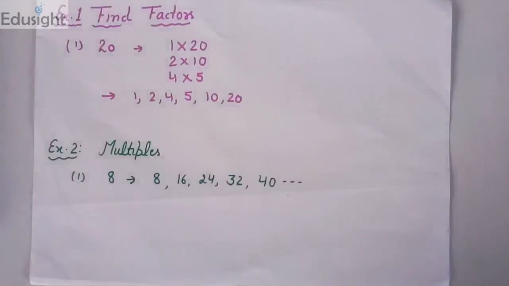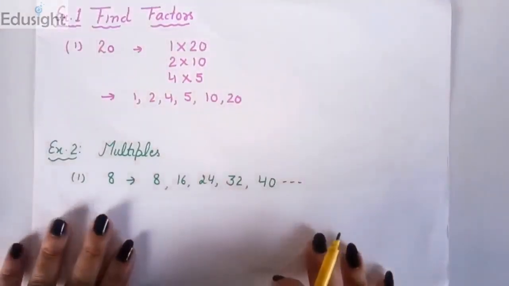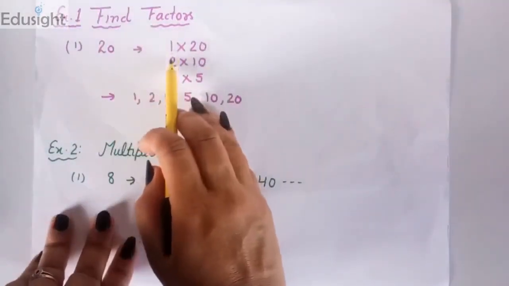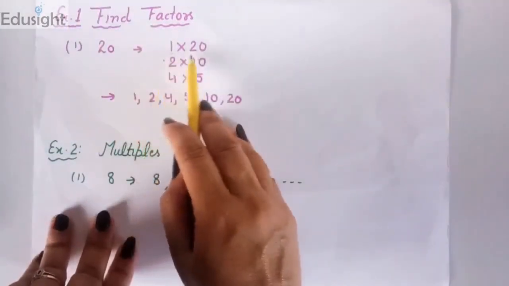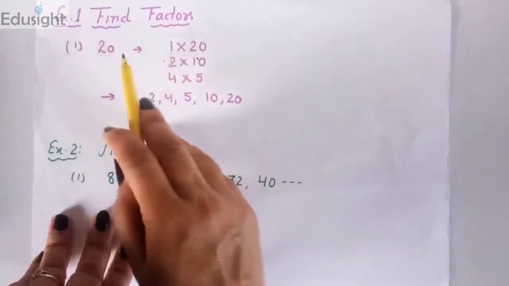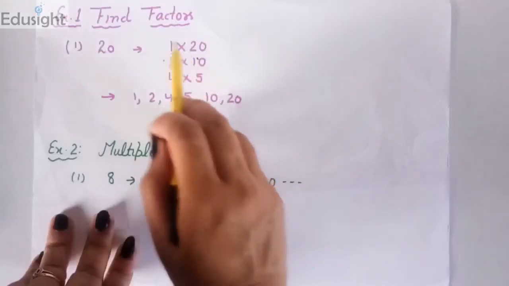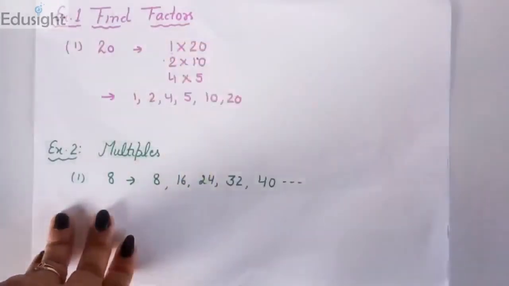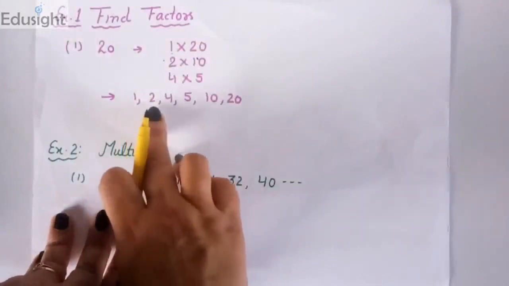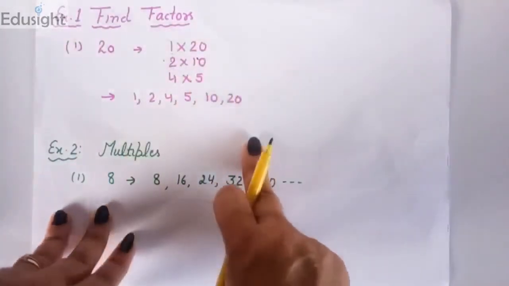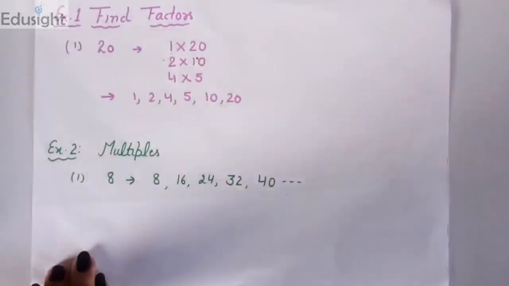So let us solve these concepts with the help of some examples. Find the factors of 20. By multiplication we can write 1 multiplied by 20 is equal to 20, 2 multiplied by 10 is equal to 20 and 4 multiplied by 5 again is equal to 20. So these all are the factors of 20: 1, 2, 4, 5, 10, 20.